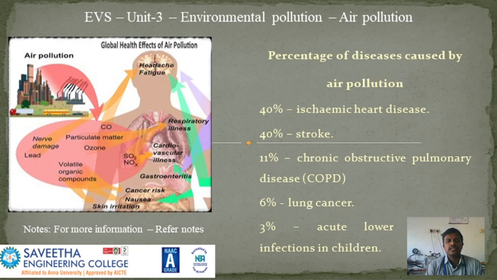What are the diseases which occur due to air pollution? 40% are heart diseases and 40% stroke, 11% chronic obstructive pulmonary diseases, 6% lung cancer and 3% acute lower respiratory infections in children.